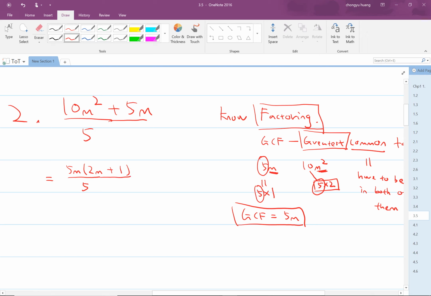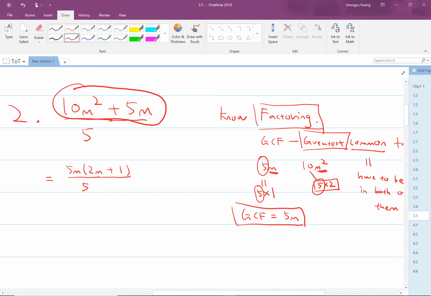Makes sense, right? So for 5m, we multiply by 2m, and 5m multiplied by 2m becomes 10m squared, which is exactly the same as the denominator. And then 5m multiplied by 1 is equal to 5m, which is exactly the same as in the denominator, 5m.